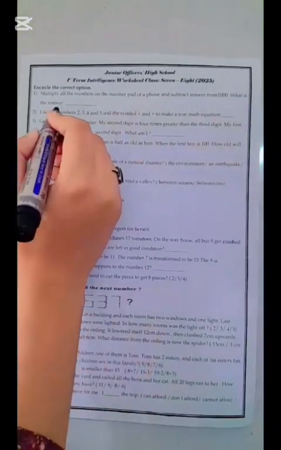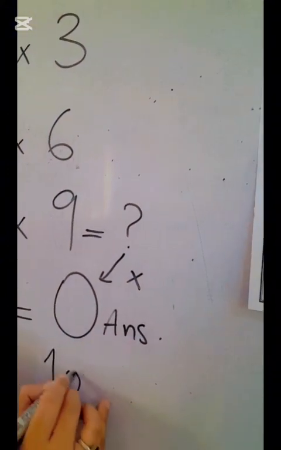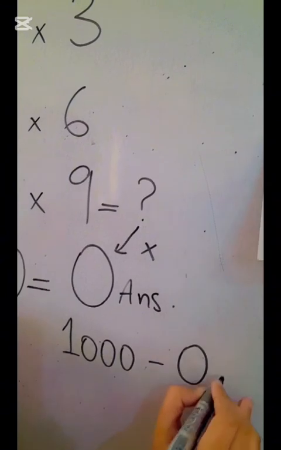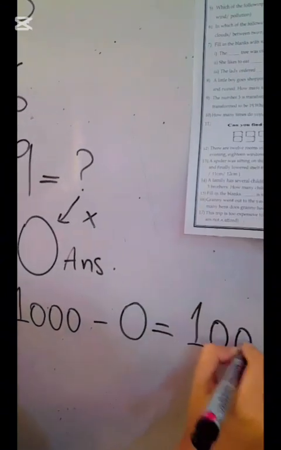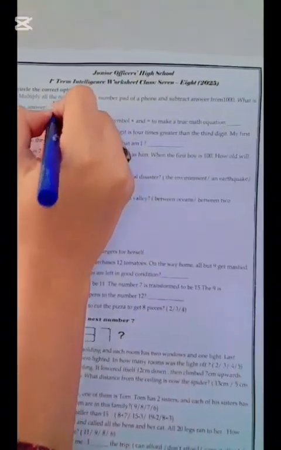And subtract the answer from 1000. Then we will subtract this answer from 1000. Our final answer will be 1000. Got it? So the final answer here is 1000.